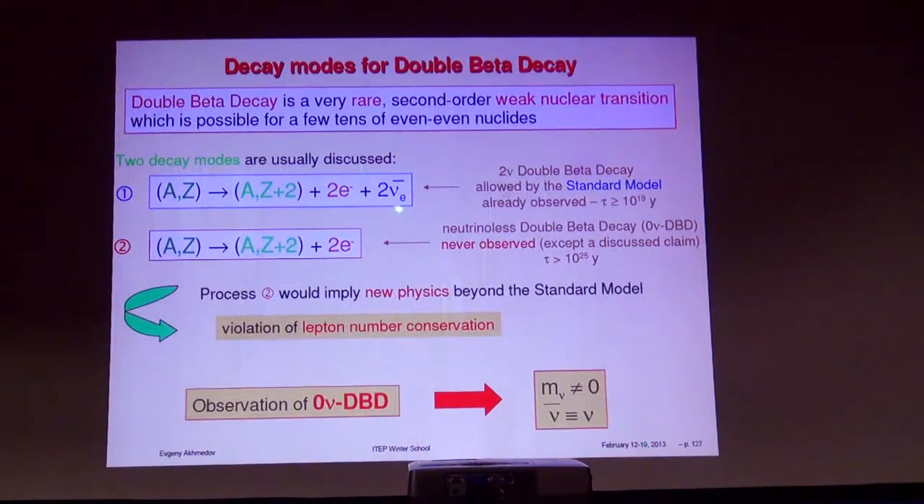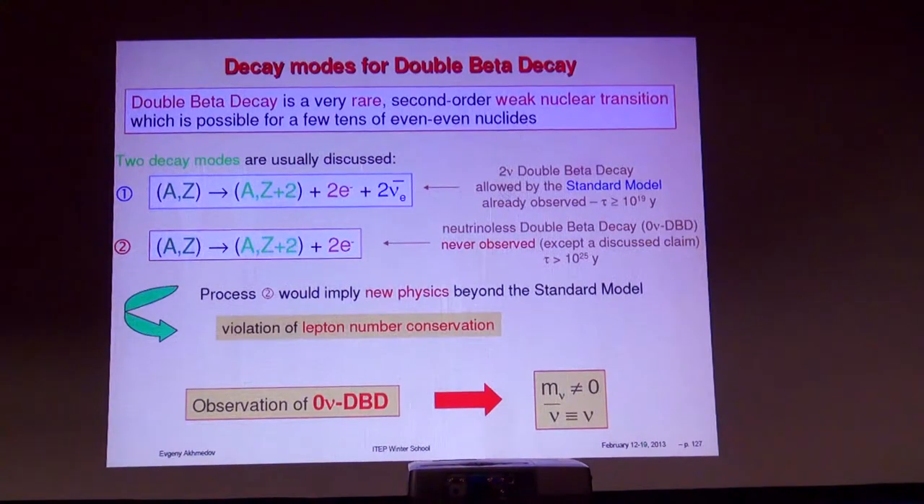However, if neutrino is a Majorana particle, it coincides with its own antiparticle, and the neutrino emitted in one of these beta decay processes can be absorbed in the other one, and as a result we will have a process in which no neutrino is emitted at all. This is only possible if neutrino is a Majorana particle. And this process, if we observe it experimentally, would mean that neutrinos are Majorana particles.